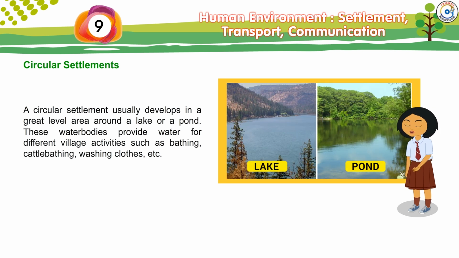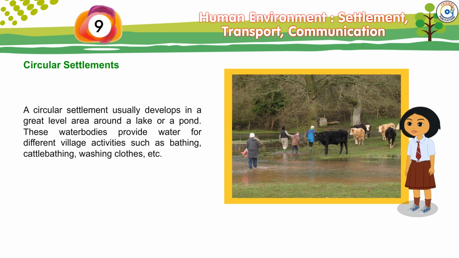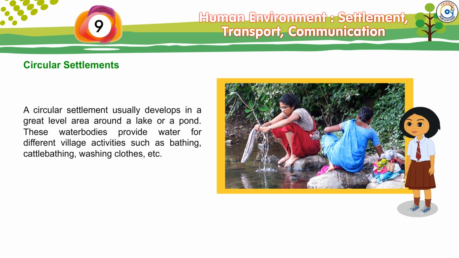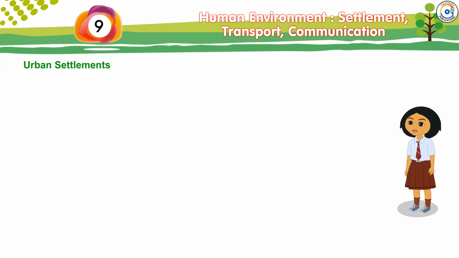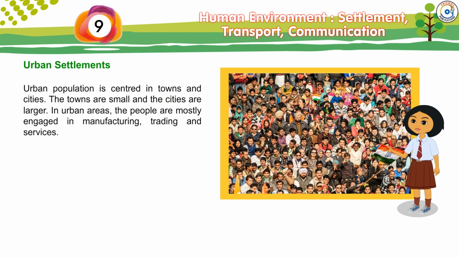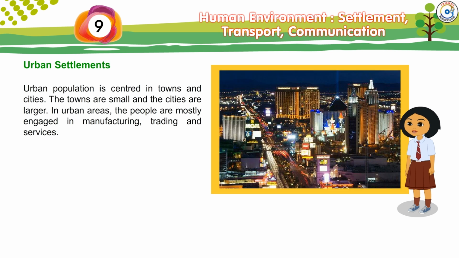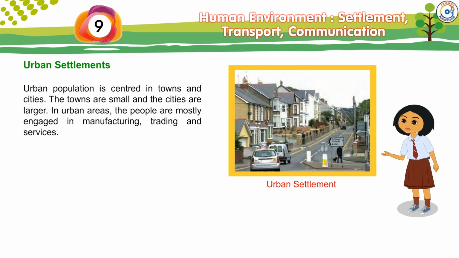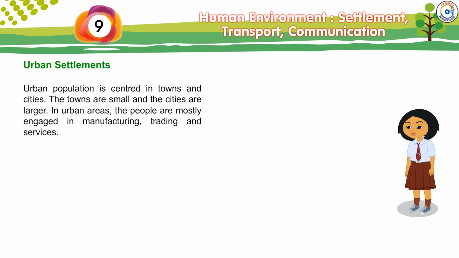These water bodies provide water for different village activities such as bathing, cattle bathing, washing clothes, etc. Urban settlements. Urban population is centered in towns and cities. The towns are small and the cities are larger. In urban areas, the people are mostly engaged in manufacturing, trading, and services.